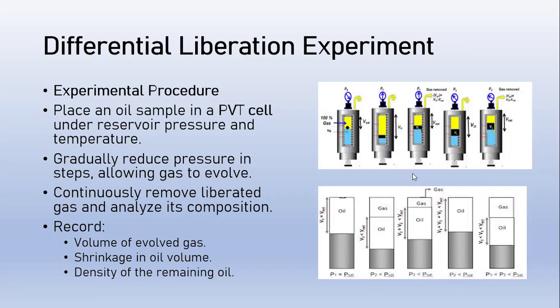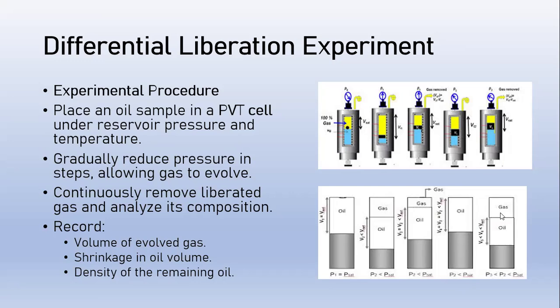Remember, in CCE, you will not eject the gas. The gas will remain in the PVT cell. But in the differential liberation experiment, the gas will be ejected out, thereby moving to this step. Then you reduce the pressure again by ejecting out the mercury out of the PVT cell, leading to liberation of more gas.